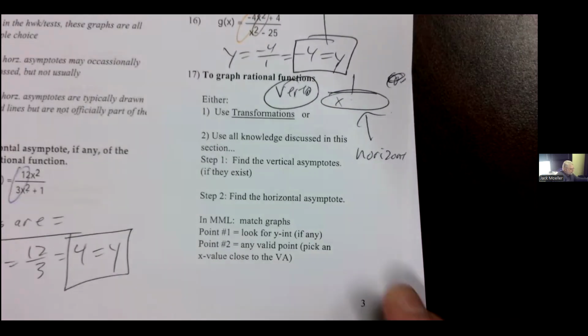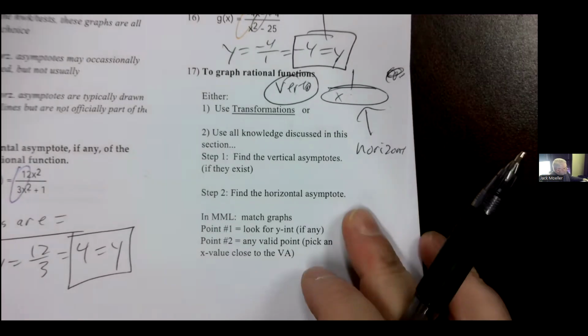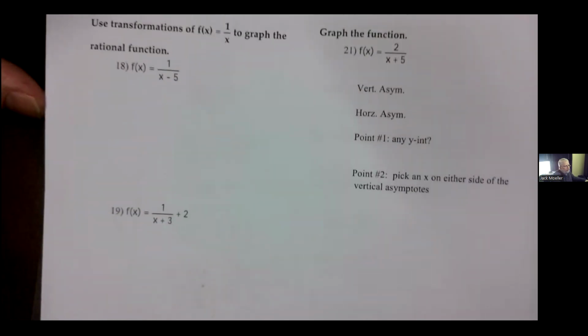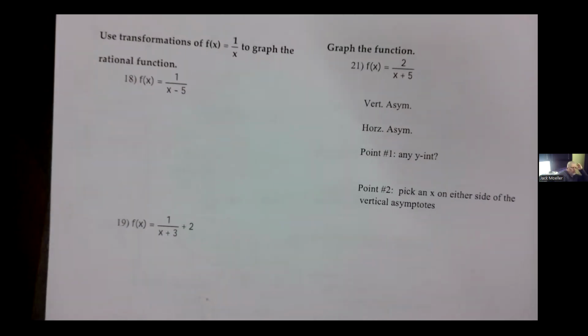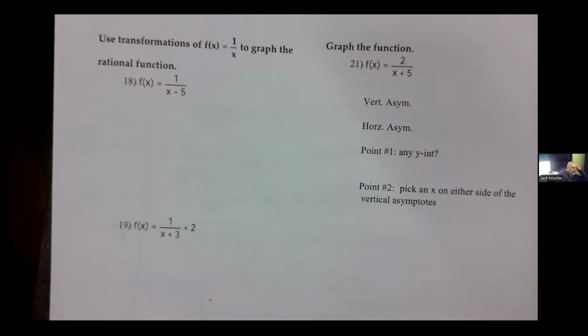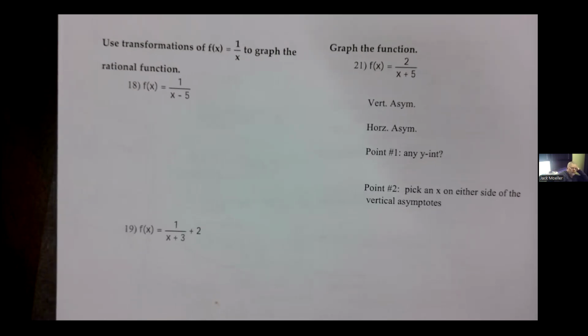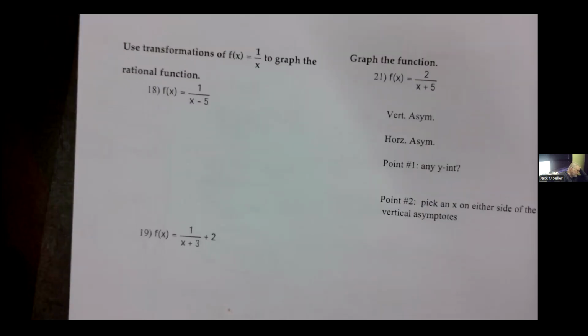All right, and then again, in MyMathLab, these are all going to be matching. But let's do a couple of these without matching. If you do it without matching, you're ahead of the game. Sometimes it's easier without the matching, I think, but you'll see what I mean once we get into MyMathLab.